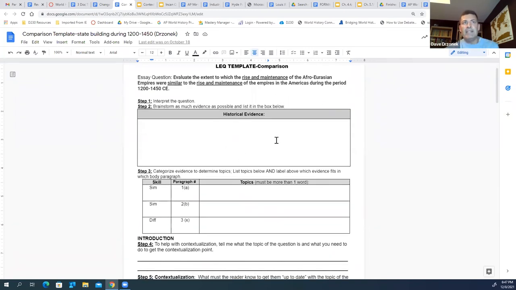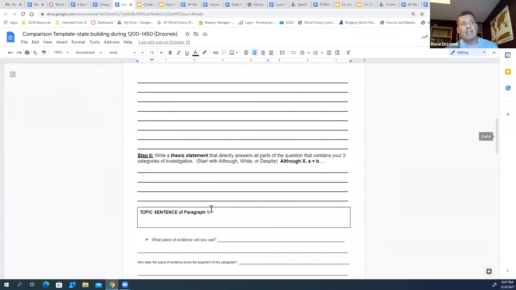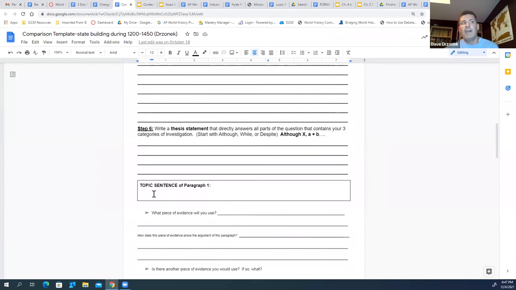Getting the kids to visually see that here's where I brainstorm some history. Here's where I start learning to categorize what the question means. If it's a similarity question, I want two similarities and one difference. And then we start working into contextualization. And then we say, okay, what do your body paragraphs look like? Here's your topic sentence. And if you can stress topic sentences in this course, you're going to be successful at writing, because if you come up with two or three topic sentences, that's your thesis. Getting the kids to see the structure of an essay is really important, so we use these templates a ton.